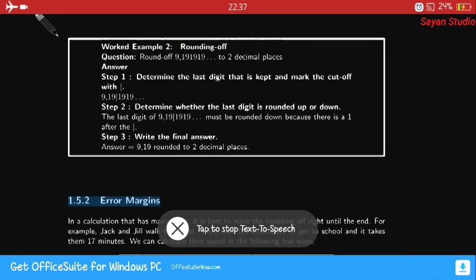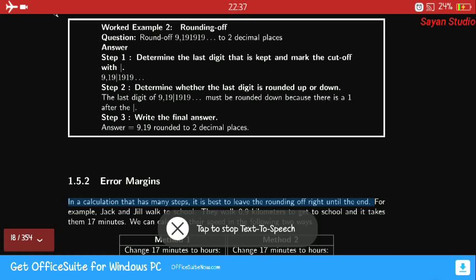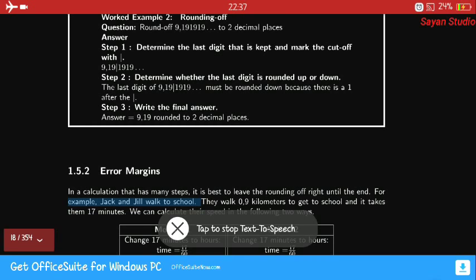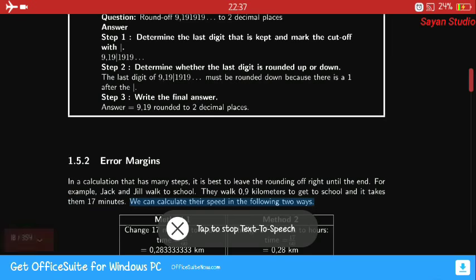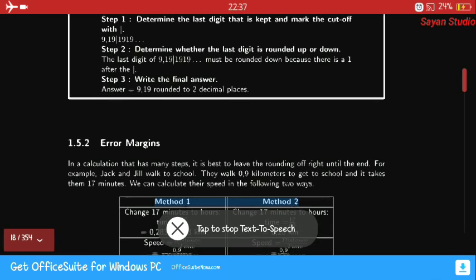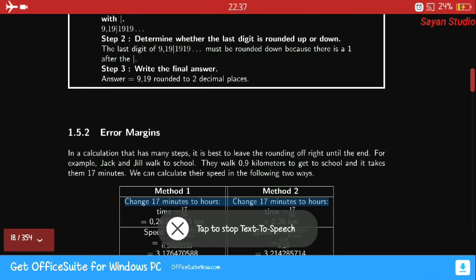1.5.2 Error margins. In a calculation that has many steps, it is best to leave the rounding off right until the end. For example, Jack and Jill walk to school. They walk 0.9 kilometers to get to school and it takes them 17 minutes. We can calculate their speed in the following 2 ways. Method 1, Method 2. Change 17 minutes to hours.